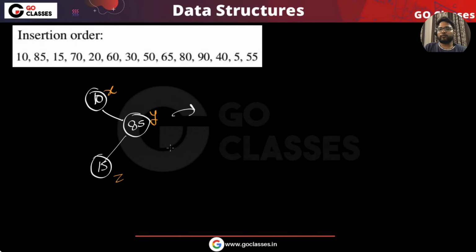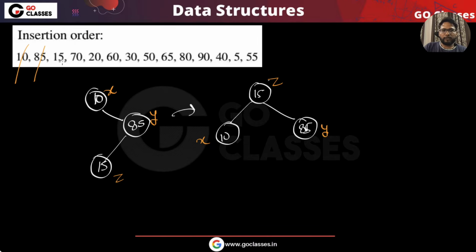So in case of elbow, if you remember, then it is good that Z comes on the top. Otherwise, also you can easily figure out, right? So this is 10, this is 85, this is Z, right? Now this is Z, this is X, this is Y, okay? So I think 10 is over, 85 is over, 15 is over.